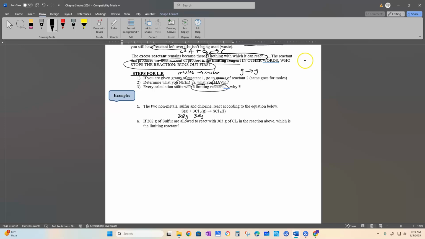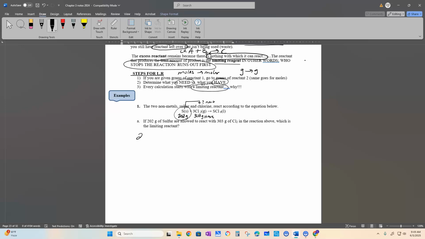Which is the limiting? Well, I don't even know which one. Who do I start with? My rule of thumb is I like to start with the first one. I don't know why, but I always start with the first one. So if you're given grams of reactant 1, go to grams of reactant 2. I'm going to take these grams and figure out how many grams of this chlorine I need. Remember, this is what I have, but what do I only need to make the reaction go to completion?